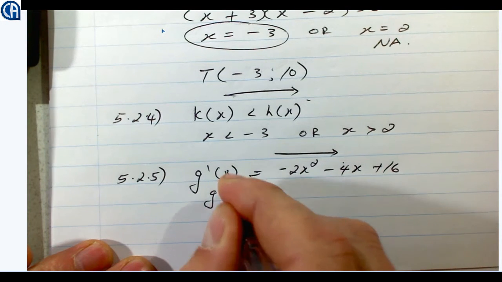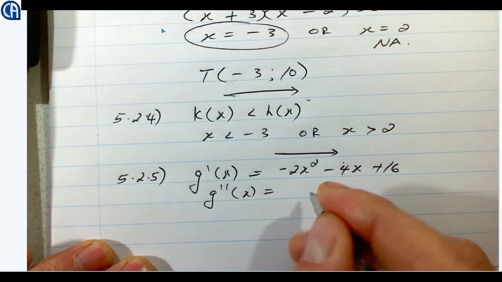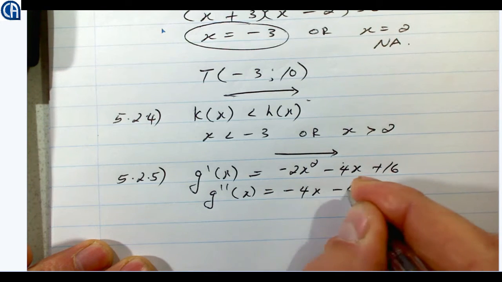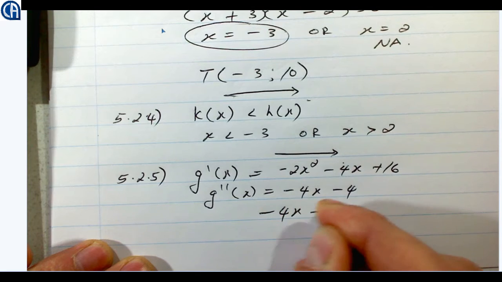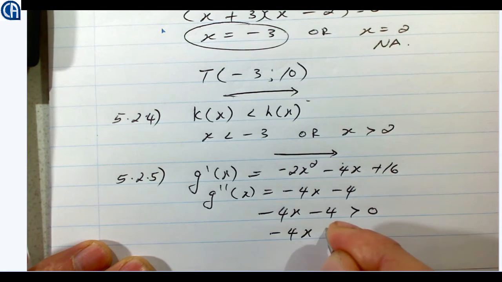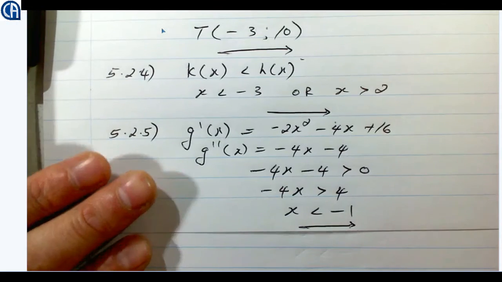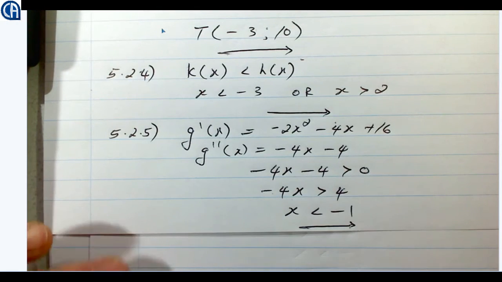The graph is concave up when the second derivative is greater than 0. So that would be minus 4x minus 4. So minus 4x minus 4 is bigger than 0. Divide by minus 4, so therefore x must be smaller than minus 1. Remember, when you divide by a negative, the inequality sign will change.